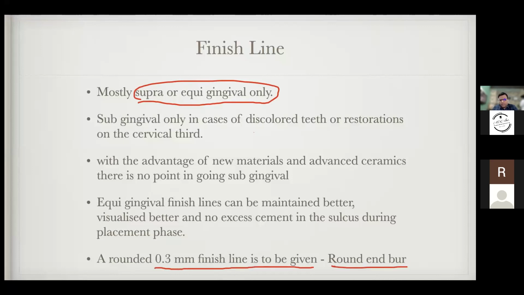You will use a rounded bur. We generally prefer the TR13 bur. I will show you how we use it. The TR13 bur or a TR12 bur can be used to give your final margin.